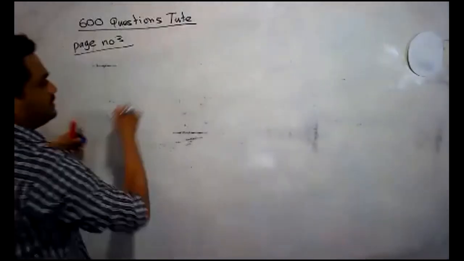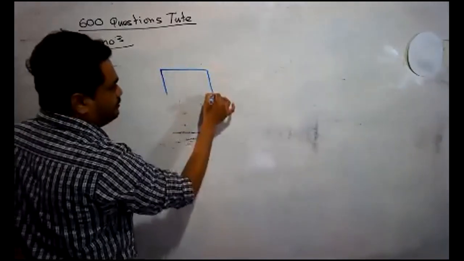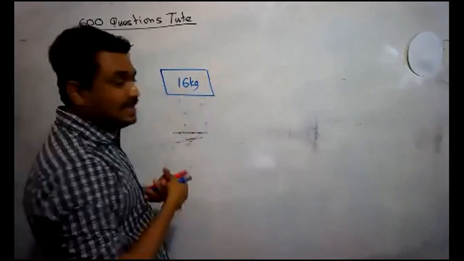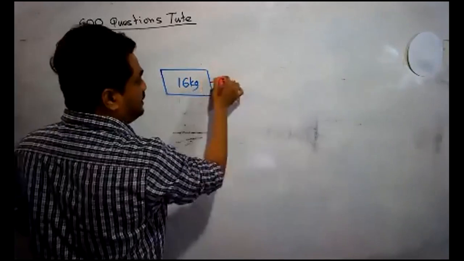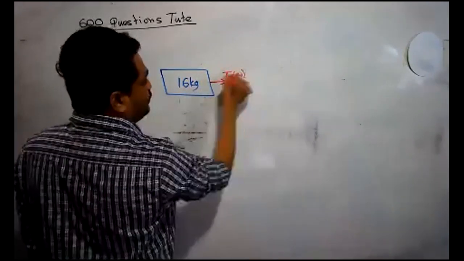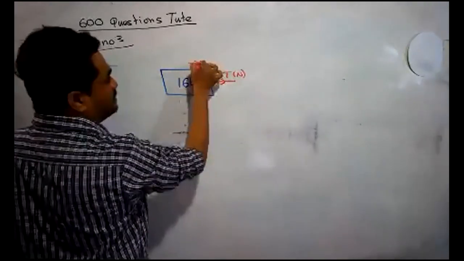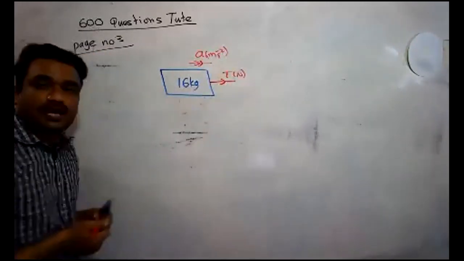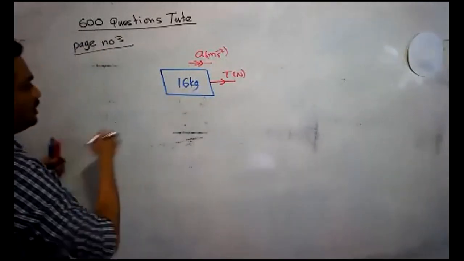Okay, let me draw the boxes separately. If I consider this 16 kg box, it is moved by this tension force capital T in this direction with an acceleration of simple a meter per square second.